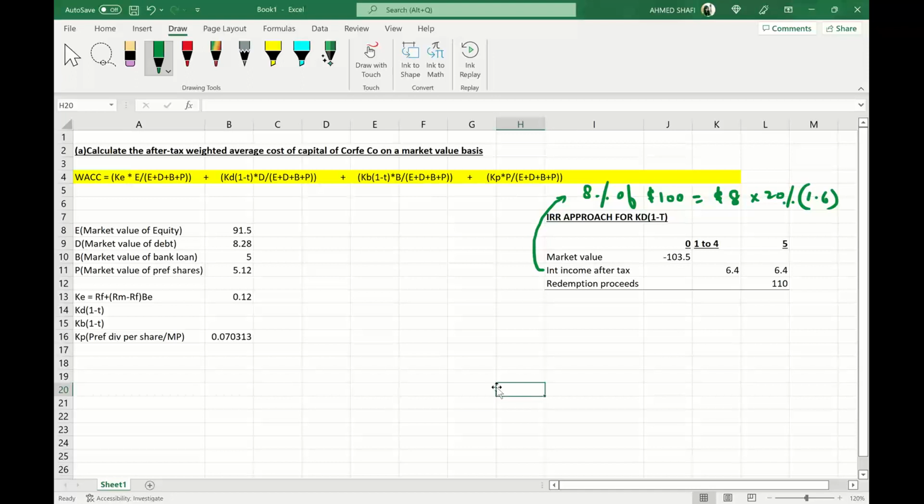These are the cash flows which a bond usually carries. Market value, investor purchases, outflow from his pocket. He gets interest income after tax and then redemption proceeds. Okay. Once you get them, net them all. Net cash flows: negative 103.5, positive 6.4 and positive 116.4. Multiplied with discount factor. Take any discount factor, 8%, 10%, 5%, 6%, take any discount factor. That's IRR, trial and error method.